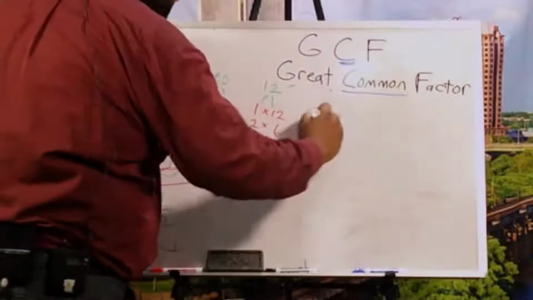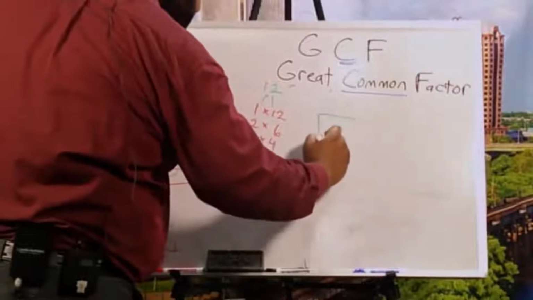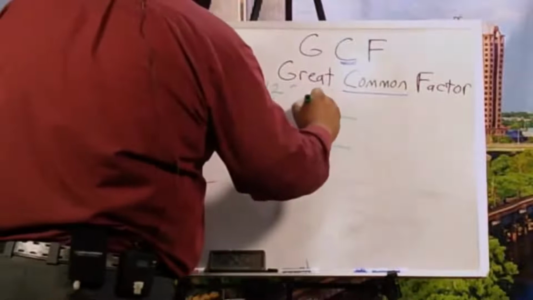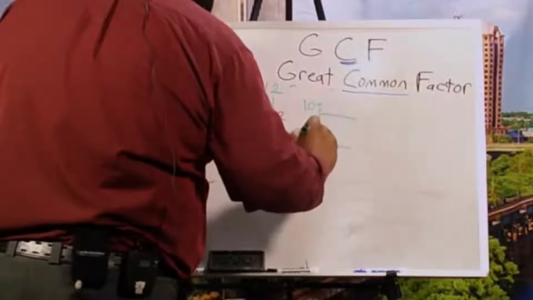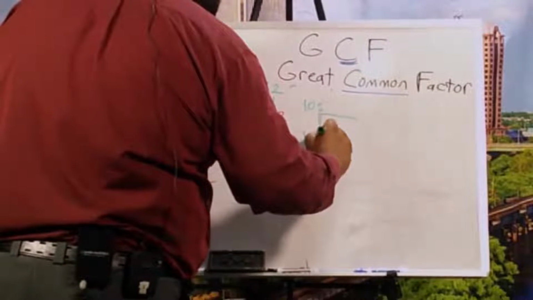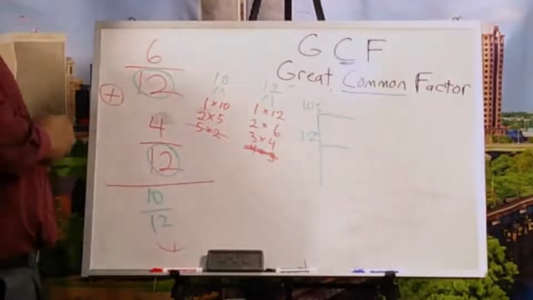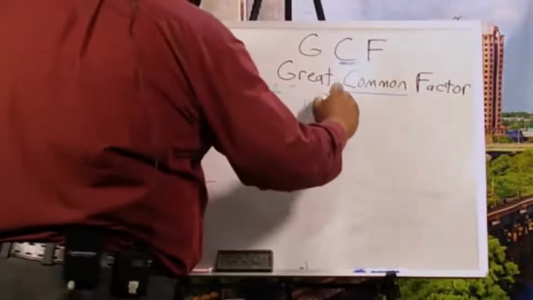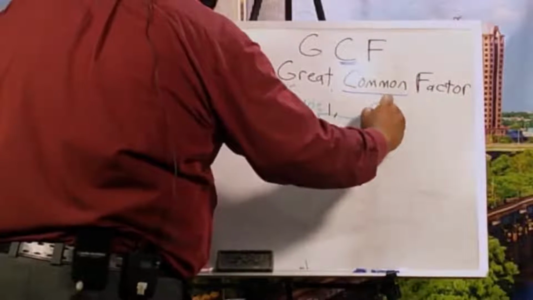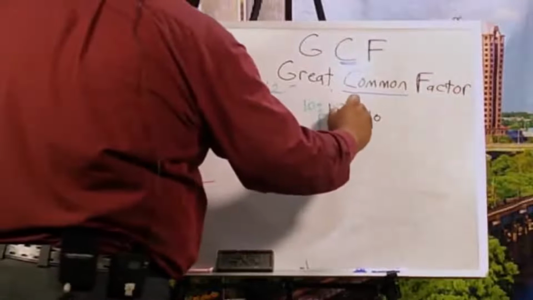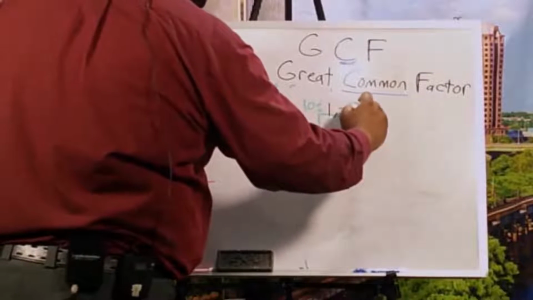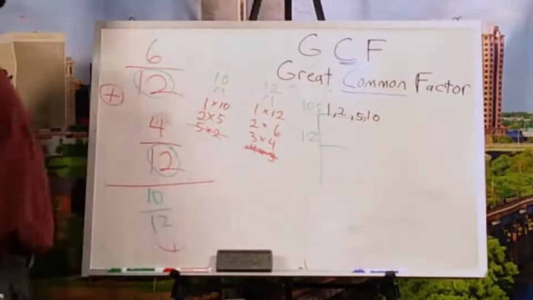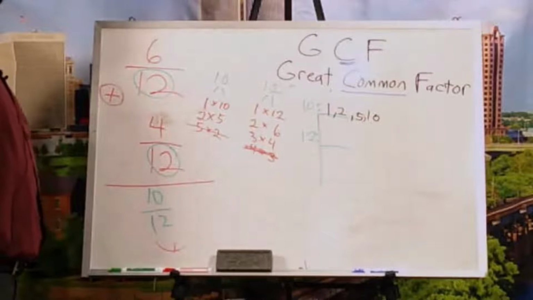So I'm going to put my big F up here. Ten up here. And my 12 right here. And all you got to do is fill it on in for me. What gives me 10? 1 and 10. 2 and 5. 1, 2, 5, and 10.